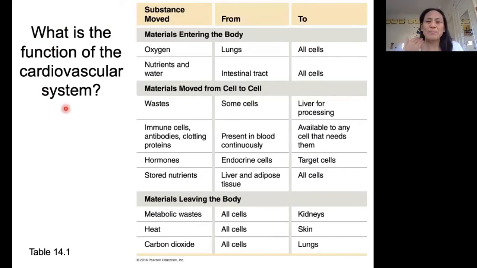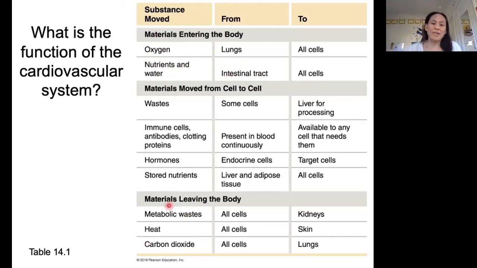Okay, so hopefully you came up with something like this. Basically, the function of the cardiovascular system is to transport materials from one part of the body to another. This table shows some of those materials and how the cardiovascular system transports them. For instance, we have materials that enter the body at one entry point, such as oxygen or nutrients. So oxygen from the lungs or nutrients from our intestinal tract. But every cell in the body needs access to those nutrients, so we need to transport them to every cell in the body.